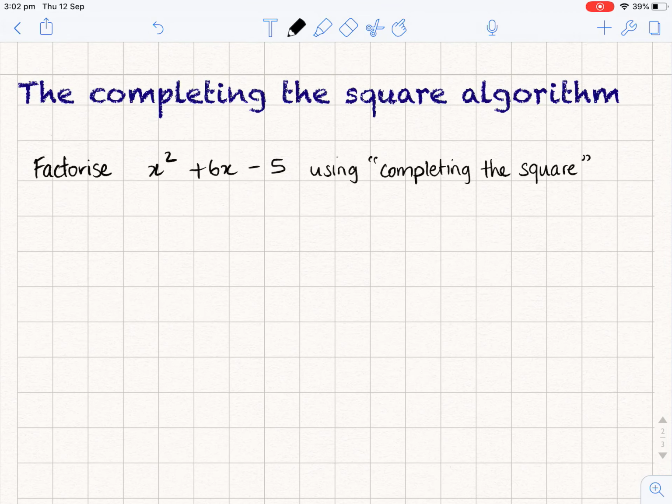Okay, so in this video we're going to look a little bit more at the algorithm for completing the square. An algorithm is just a series of steps that we take to solve a problem. What we need to do in this problem is factorize x squared plus 6x take away 5. This is the same problem as the previous video, but I'm going to show you how I'd set up the steps for completing the square.